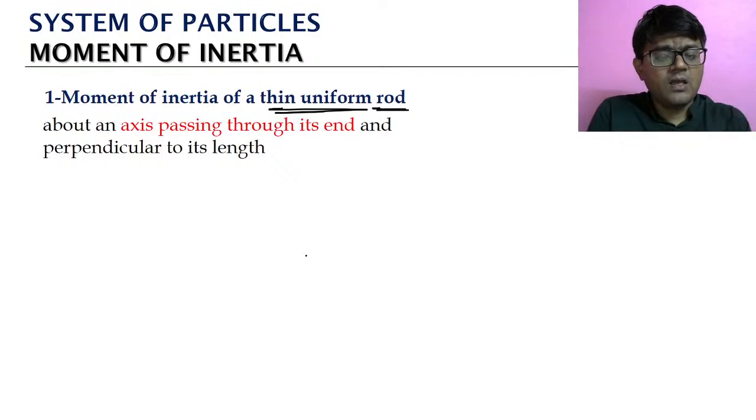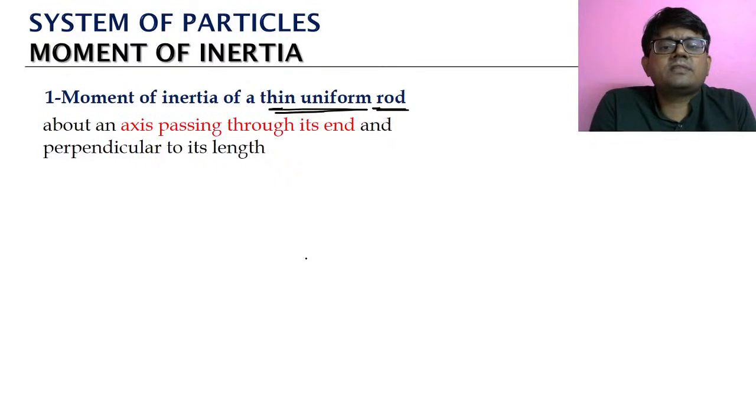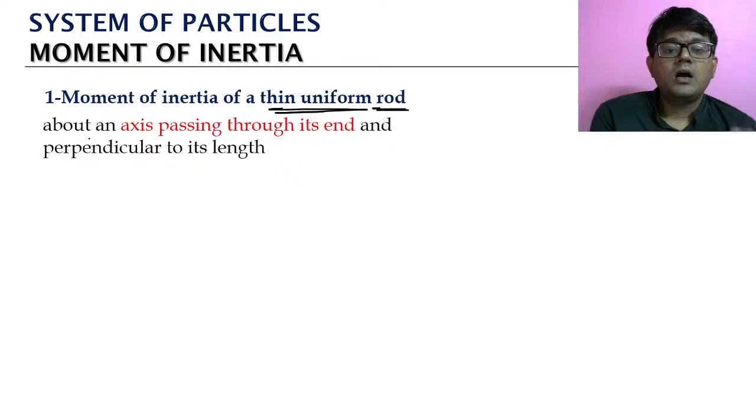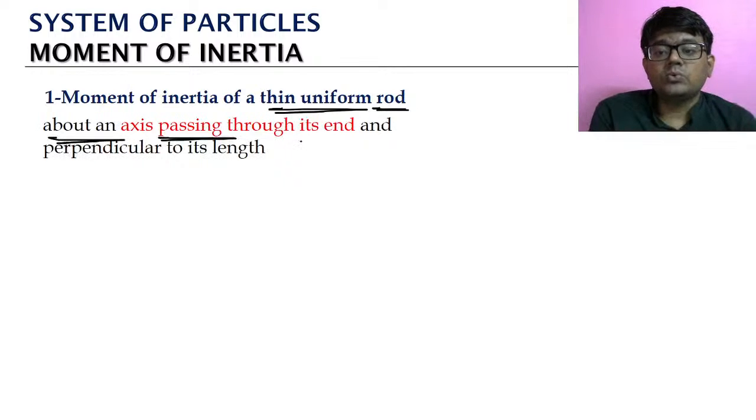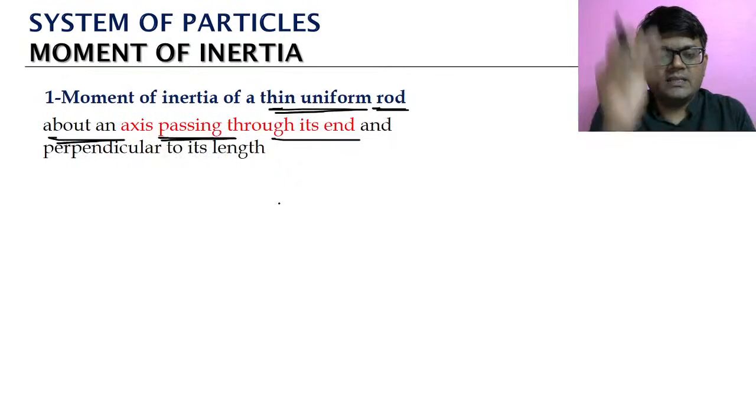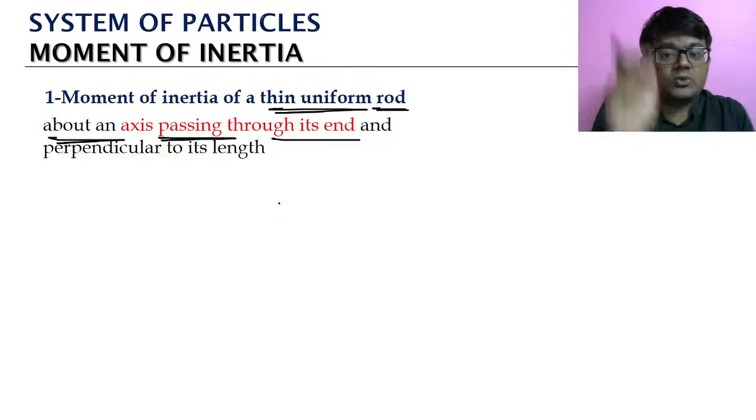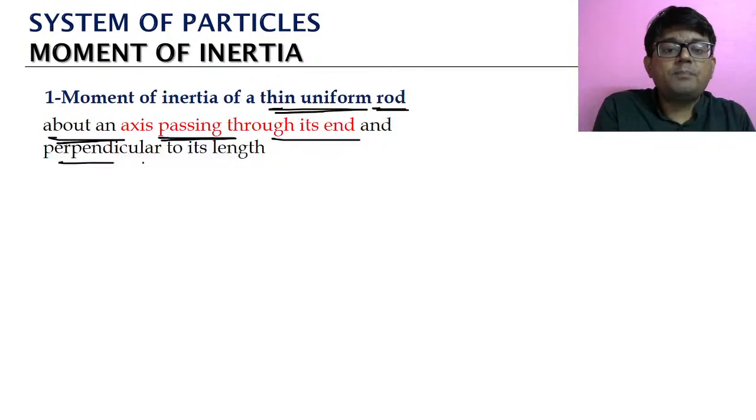Moment of inertia is always linked to the choice of our axis. We can only state the moment of inertia based on the axis. We cannot just say the moment of inertia of a thin rod; we always have to mention the axis. So, the moment of inertia of a thin uniform rod about an axis passing through its end and perpendicular to the length.